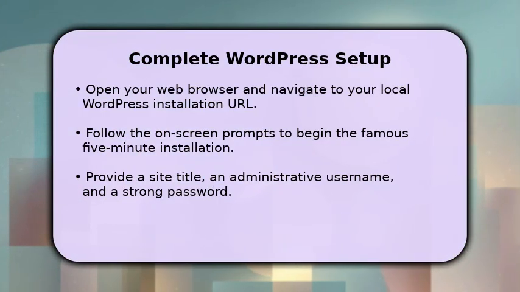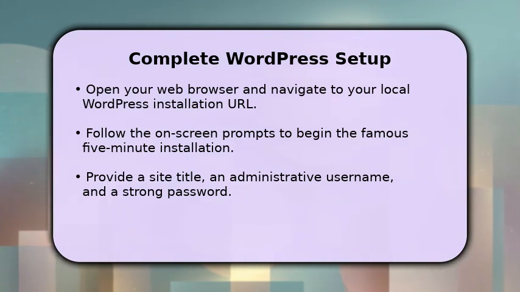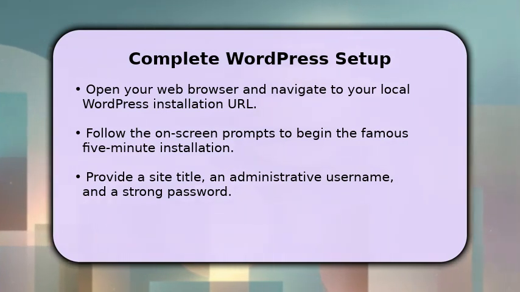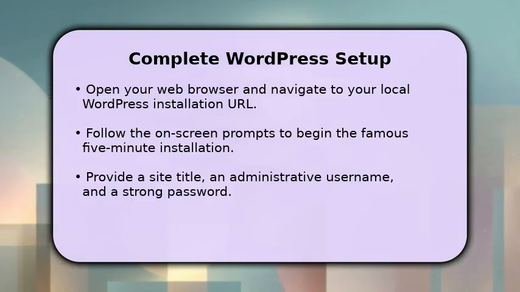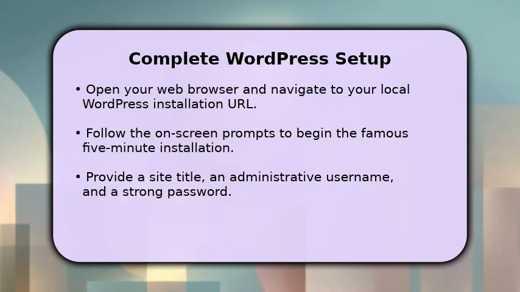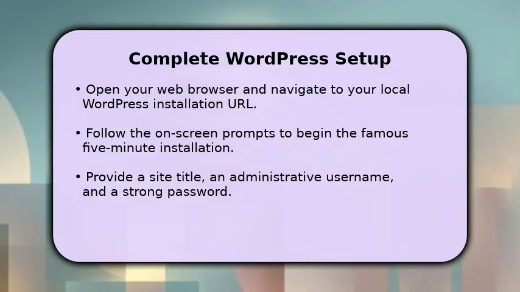You're almost there. Open your preferred web browser and type in the URL for your local WordPress site, usually something like localhost/wordpress. This will launch the WordPress installation wizard. Follow the simple on-screen instructions, often called the 5-minute installation.